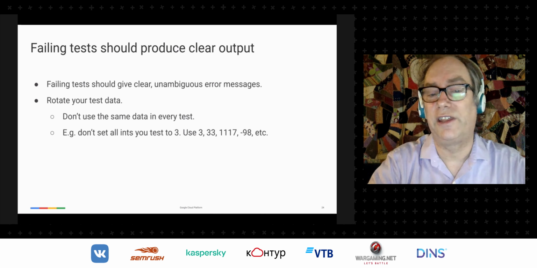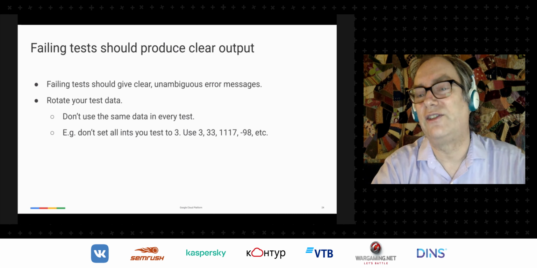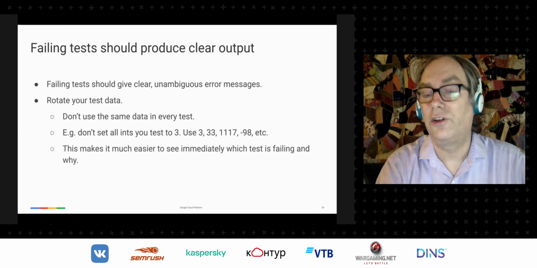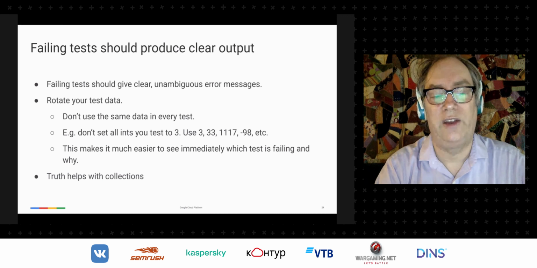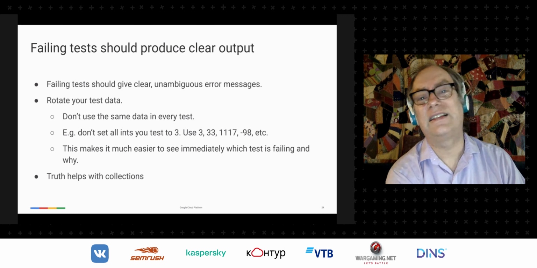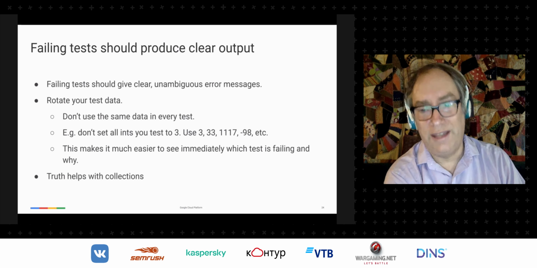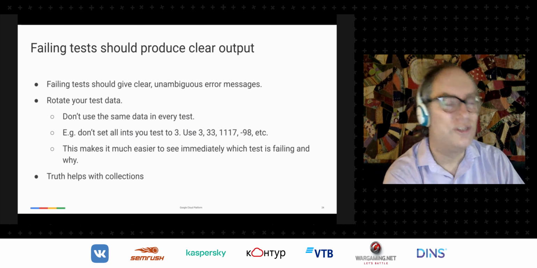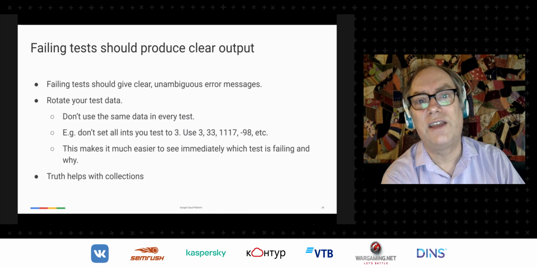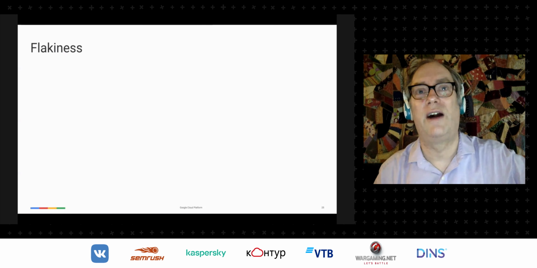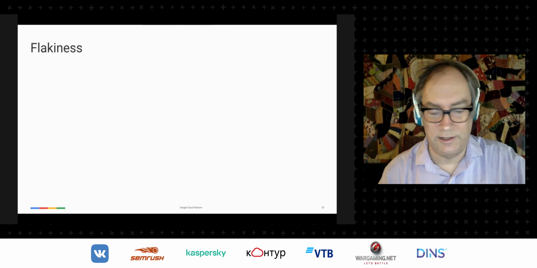Ints, you don't just set everything to 3, use 33, 1117, etc. So you can see which test is failing and why and when. If you need to test collections, lists, sets, hash tables, maps, that sort of thing, I'll just give a quick shout out to the Truth Library from the Google Commons team and the Guava project. It gives you much better assertion messages and makes these things easier to test for people working in Java. One of the few Java-specific points I'm going to make in this talk.